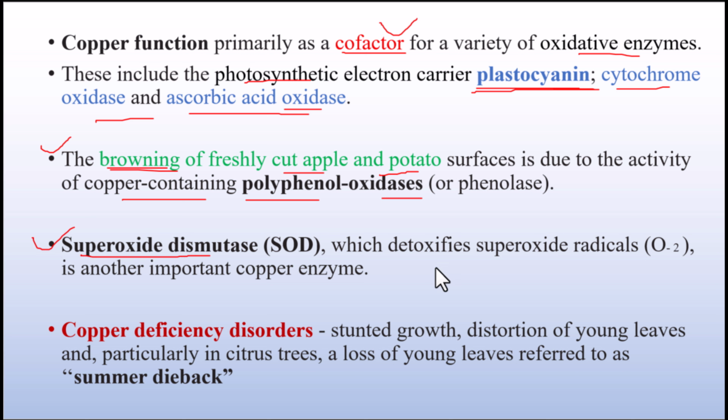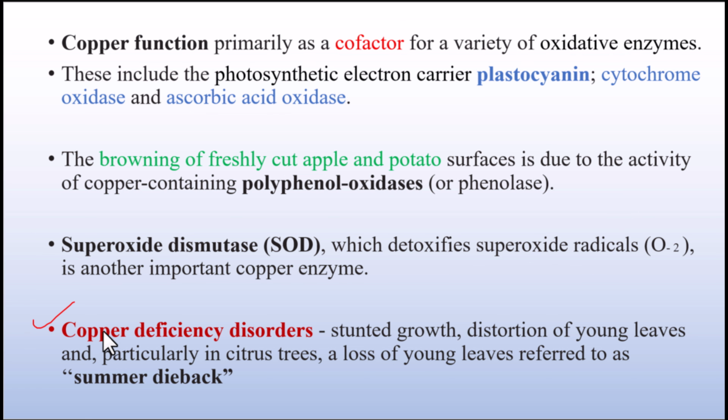Superoxide dismutase, which detoxifies the superoxide radicals, is an important copper coenzyme. So this SOD functions as a free radical scavenger, meaning it removes all free radicals, and as we know the free radicals are very harmful to the plant, and they are formed by radiations. If they are not removed from the plant body, then these free radicals continuously damage the plant tissue and harm the plant.